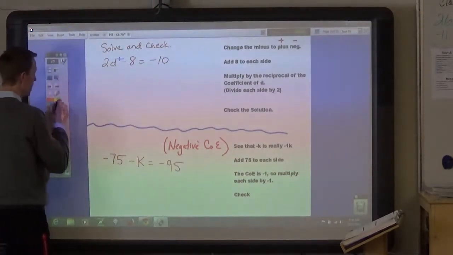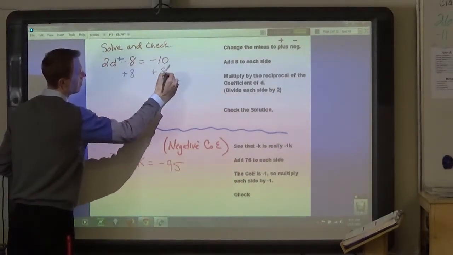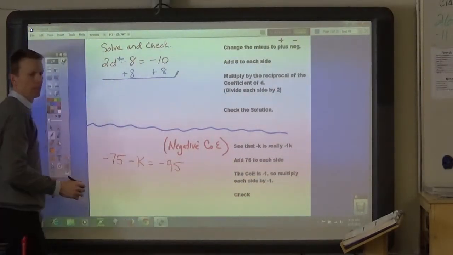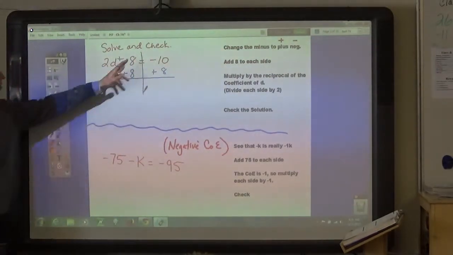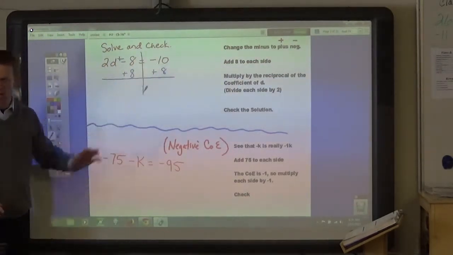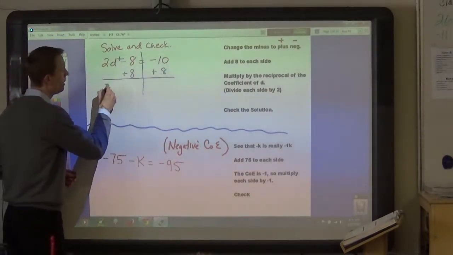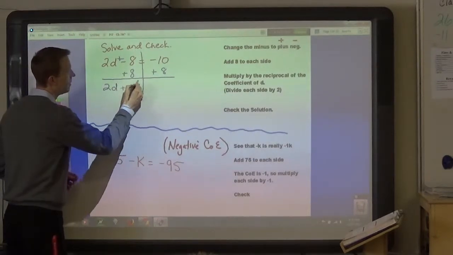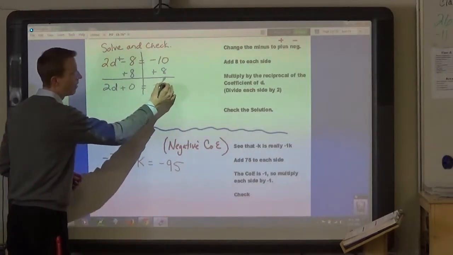Okay? So we have to add 8 to both sides. Alright? And this is helpful, yet if you need to draw this line in order to separate the two sides, you can still do that. So then 2d plus 0 equals -2.